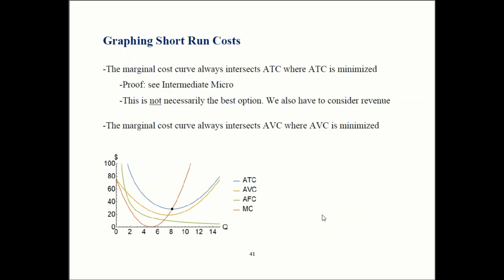Now it turns out, if you add the marginal cost curve to the story, it's always going to cross the ATC, that is the average total cost, at the lowest point on the ATC curve. So over here, ATC bottoms out at that black dot. It's not a coincidence that the MC curve passes through that exact same point.